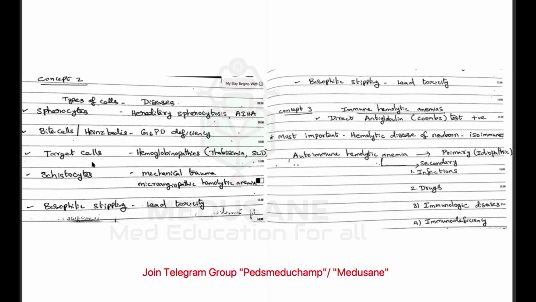Then target cells. Remember, target cells are a feature of hemoglobinopathies. Which are the hemoglobinopathies? Thalassemia and sickle cell disease, where you have target cells. So remember T for thalassemia: target cells, hemoglobinopathies.